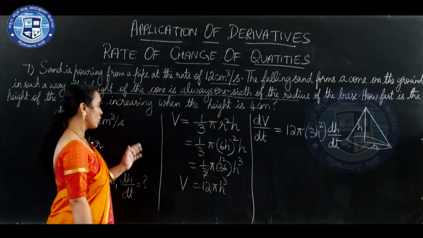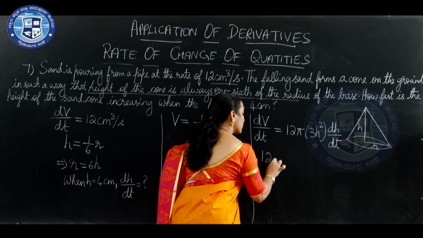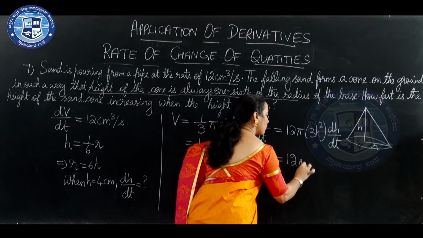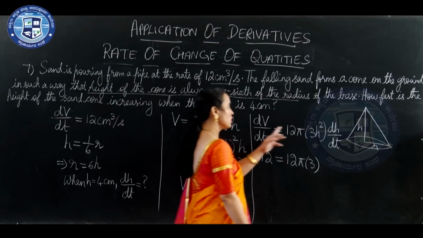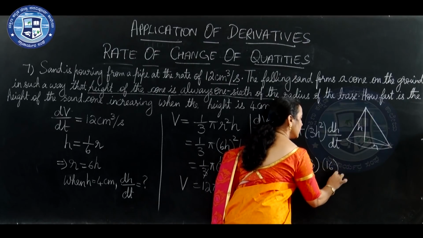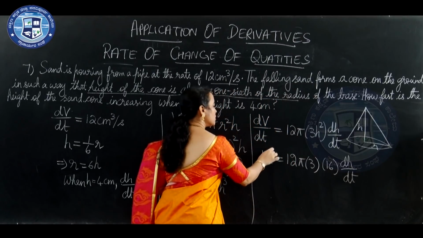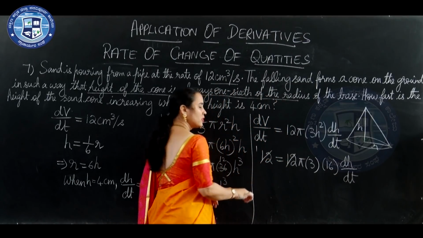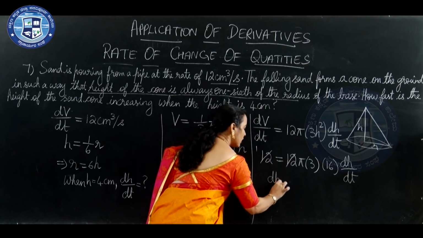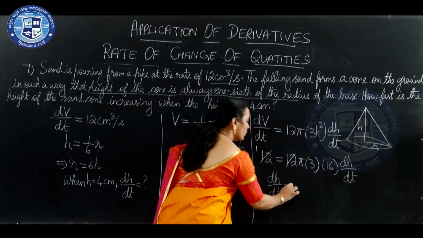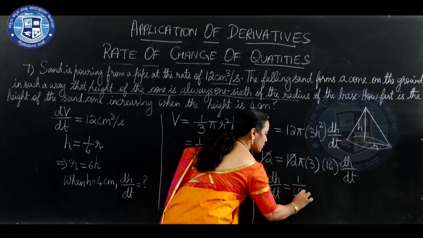Now let's substitute whatever we know. dV by dt is 12, equal to 12 pi into 3, and h is given as 4. So 4 square will be 16, into dH by dt. 12 will get cancelled. So here there will be 1. Take everything to one side. You will have dH by dt is equal to 1 by 3 into 16, which is 48 pi.